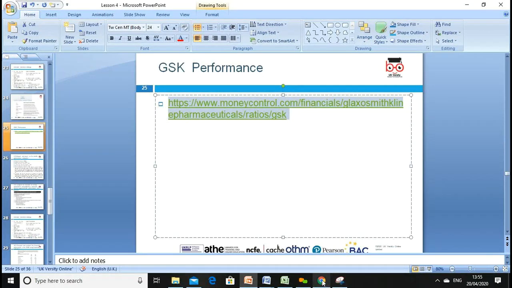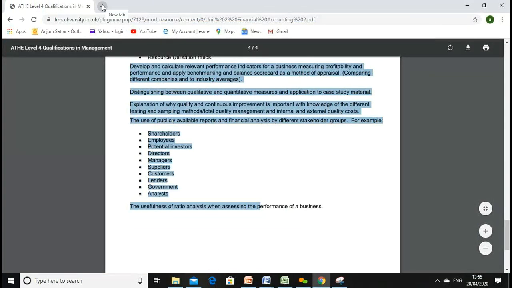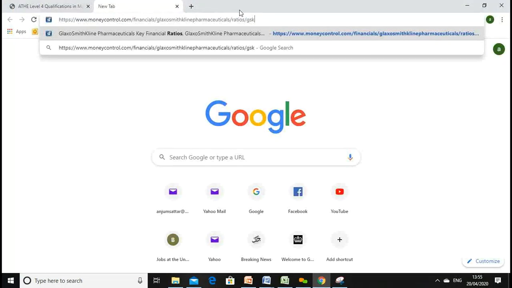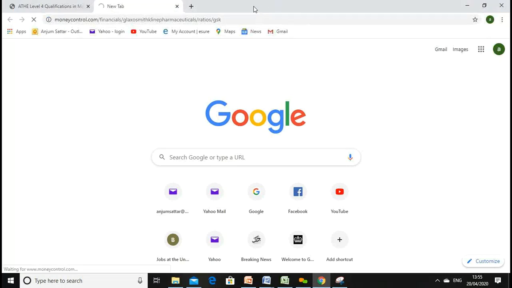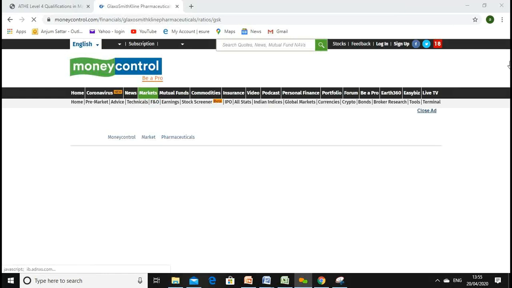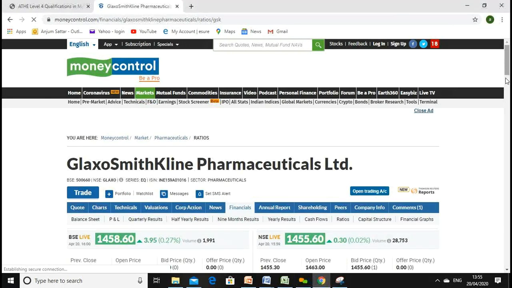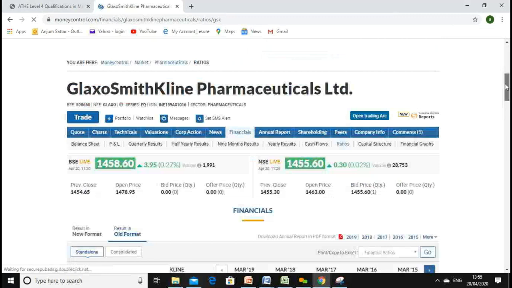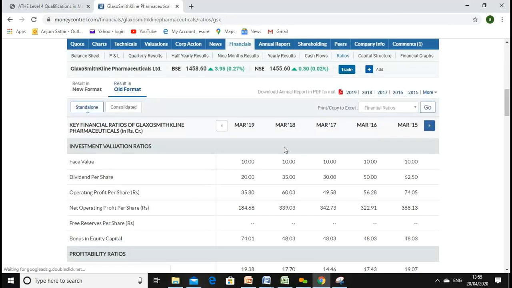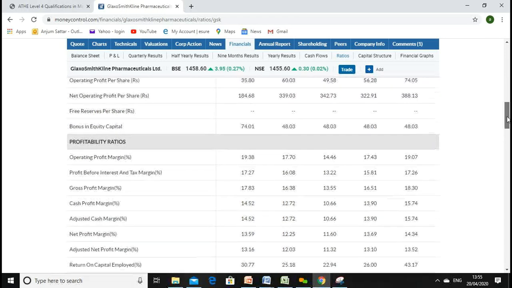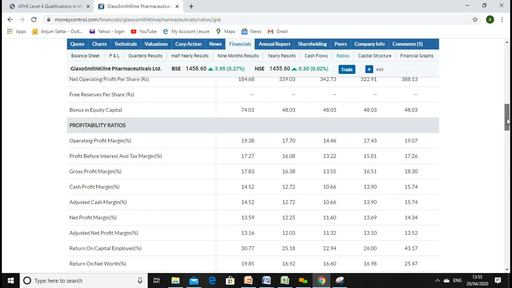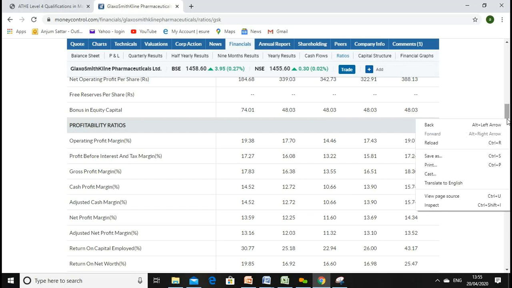So I copied the link to look at GSK. GSK is GlaxoSmithKline, which is a big pharmaceutical company in the UK. So what we can do is copy this link. Please copy this link, and you can look at this company over the last 5 years at least. So we can look at 2019, 18, 17, 16, and if you want more, you can go back as well. But we don't need it. 5 years is quite enough time.